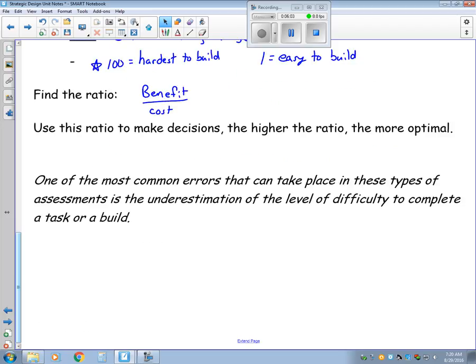So one of the most common errors that can take place in one of these assessments is underestimating the level of difficulty. So you guys should probably have a better idea, being robotics 2, you should have a better idea for what is easiest and hardest to do and to build.